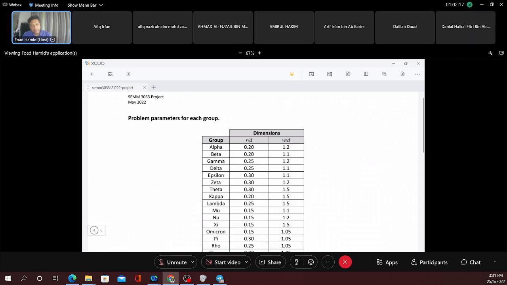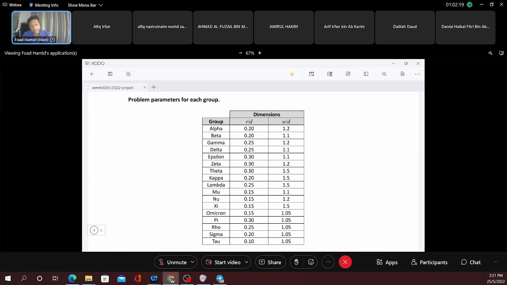Okay, these are the parameters for each group. Earlier we talked about R&D, W over D. So alpha, beta, gamma, and so on. By the way, these are the Greek alphabets. We are currently at Omicron, right? Before this, we were at Delta. At that time there was no medicine yet, no vaccine. Now we are at Omicron. Hopefully there will not be more.